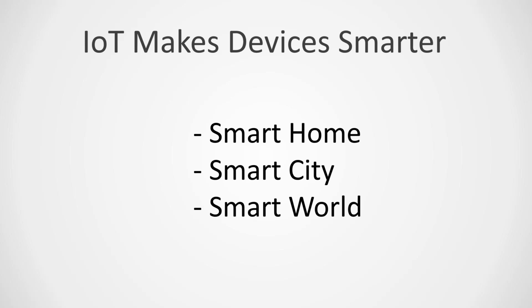And that's why when we say smart home, smart city, or smart world, smart home means all of our normal home appliances and devices are able to communicate and share information or data. When we say smart city, all the CCTV cameras and street lights are connected and able to share information or data. Let me give one example of it.